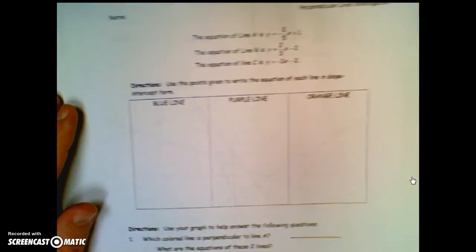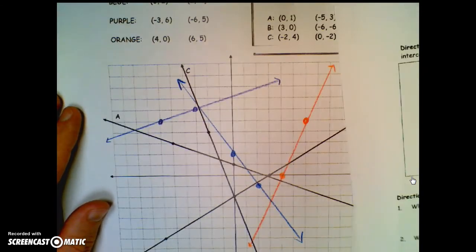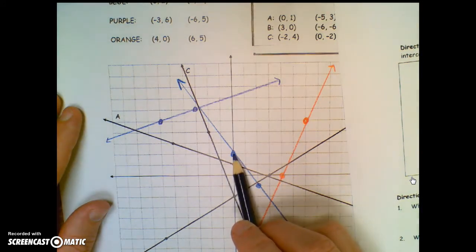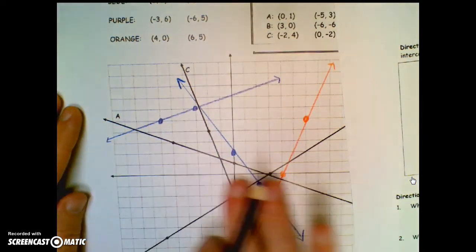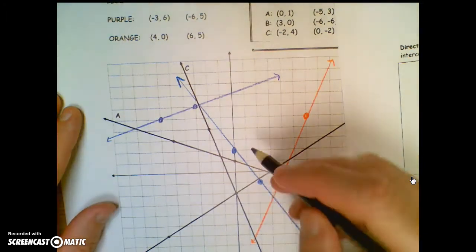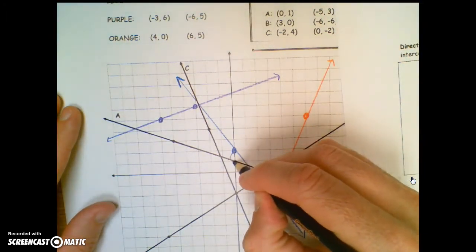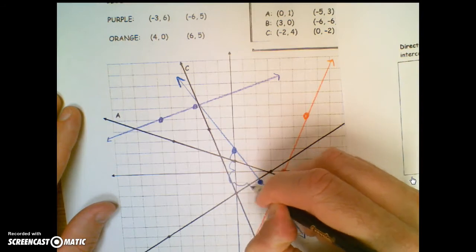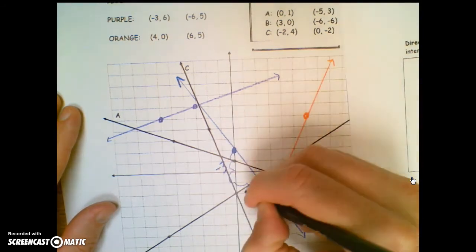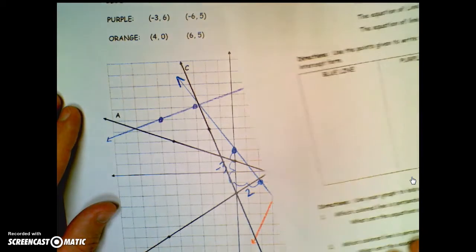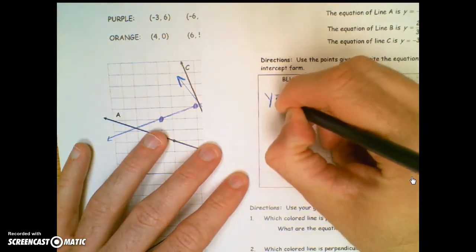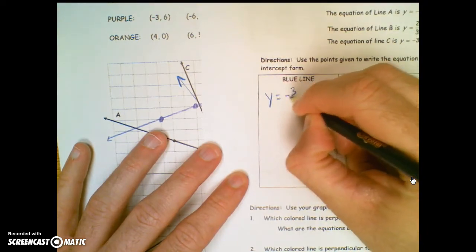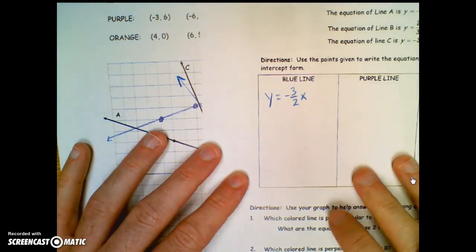So let's look at the blue line. Here's my blue line. To find the slope, I'm finding the distance between the 2 points. Since I'm going from left to right, this line is going down, so I'm expecting it to be negative. So I'm going to count how many spaces down and how many spaces over. So it looks like it's -3 over 2. So the first part of my equation, I can write y equals -3 over 2x, because that's the slope.